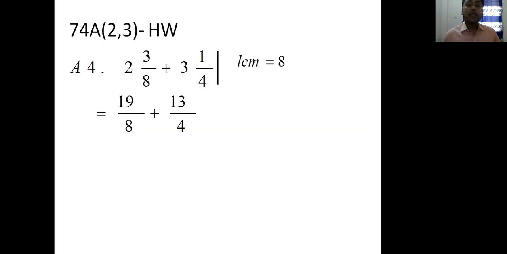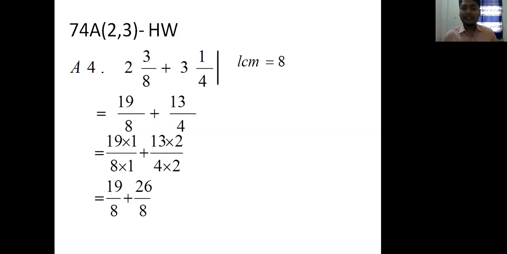Okay, so 9 by 8, and so the first one will have to be multiplied by 1, and the second one will be multiplied by 2. So the same things that you have done in our previous maths.